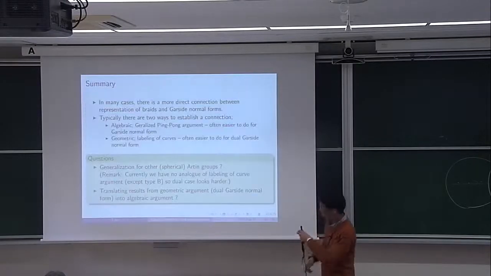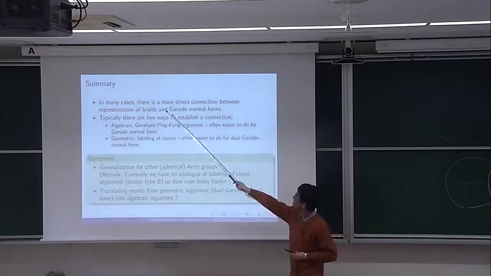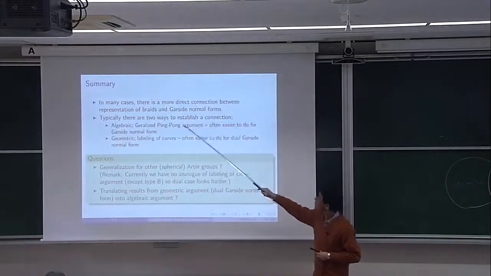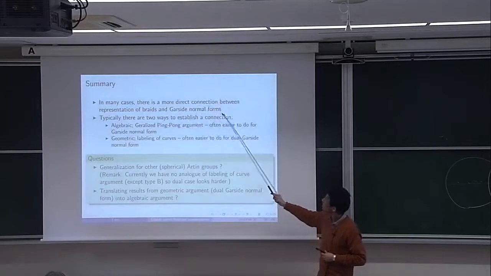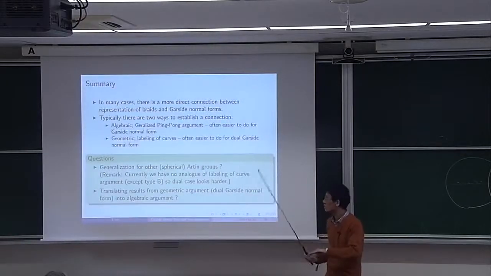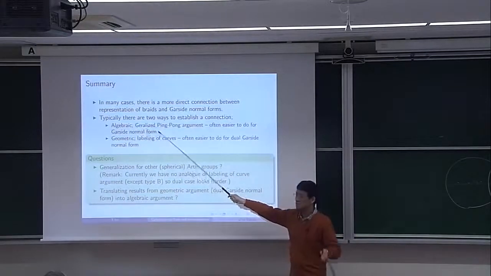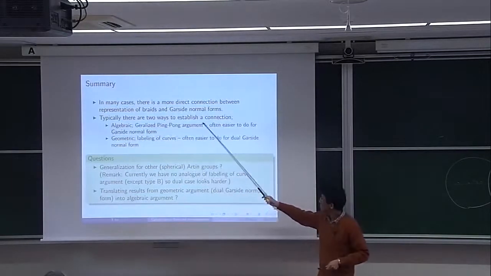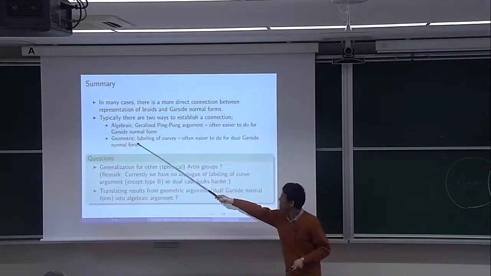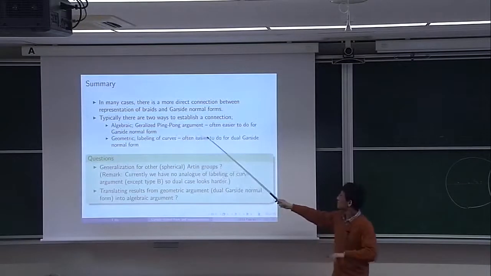Okay, this is the last slide. The summary is that in many cases there is a more direct connection between representations of braids and Garside normal forms, and there are two ways to relate a representation to Garside normal form. One method is algebraic, somewhat like a ping-pong argument. The other method is a geometric argument, using the labeling of curves and chasing the intersection of labelings.